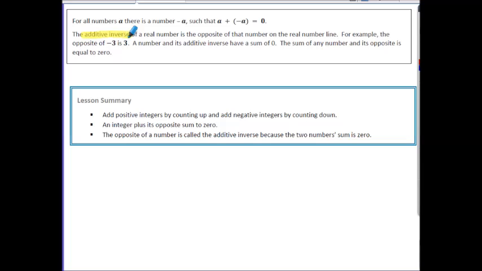In this lesson, you have learned to add positive integers by counting up and add negative integers by counting down. An integer plus its opposite always have a value of 0. The opposite of a number is called the additive inverse because the two numbers' sum is 0.